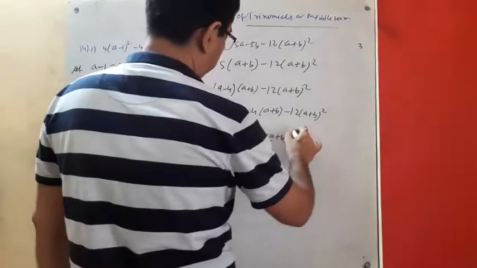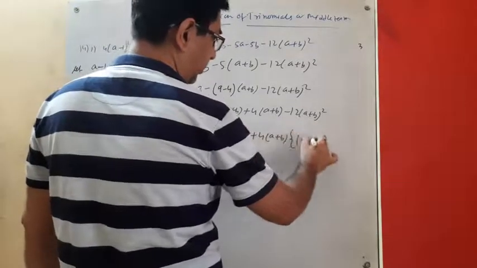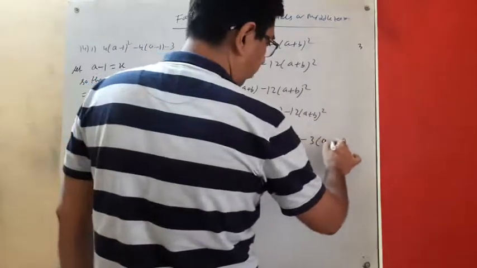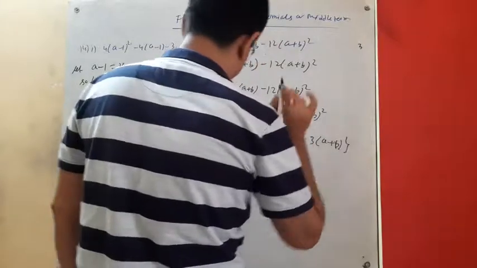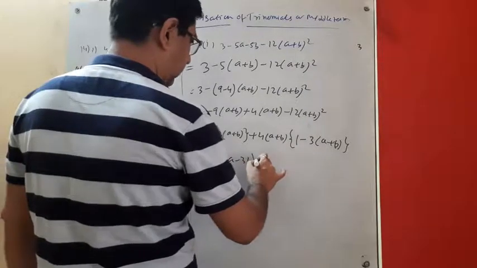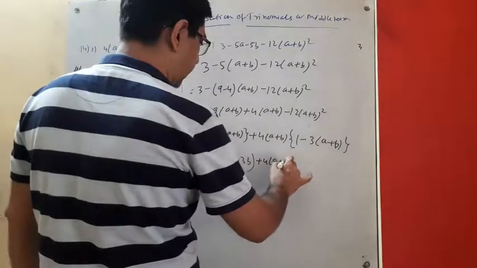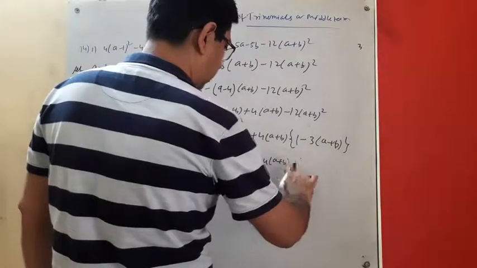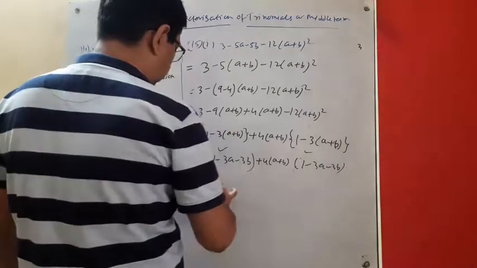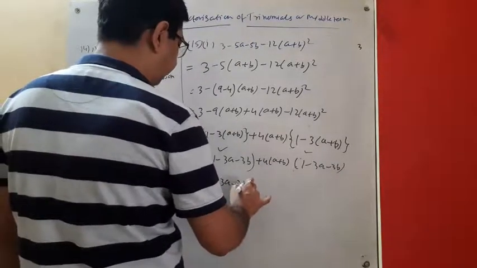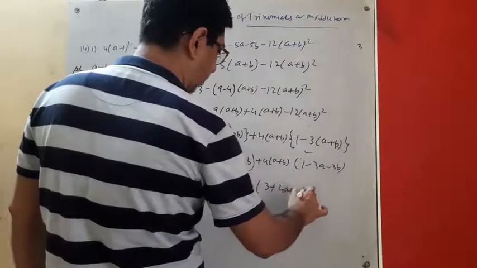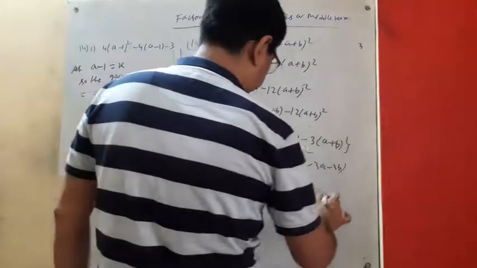So we get 1 − 3(a + b). From (a + b)² we have taken common (a + b), so we are left with (a + b). So 3(1 − 3a − 3b) + 4(a + b)(1 − 3a − 3b). This part is common, so we take it common, and the rest is 3 + 4a + 4b. Okay, so this is the answer.